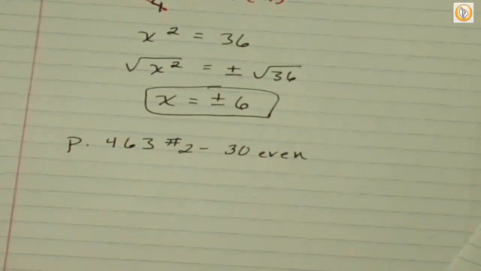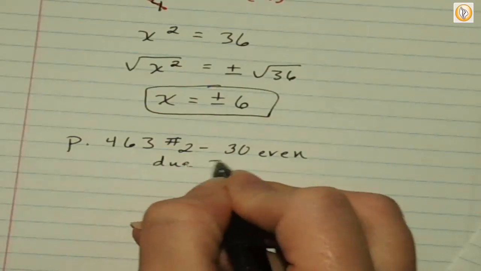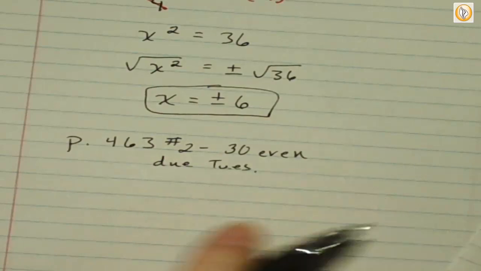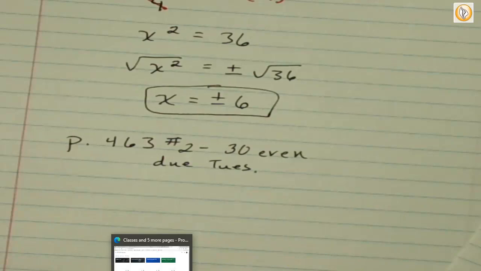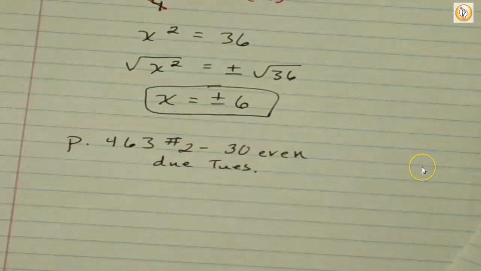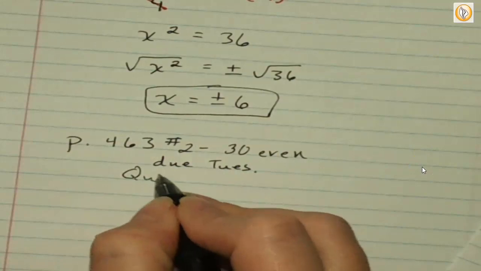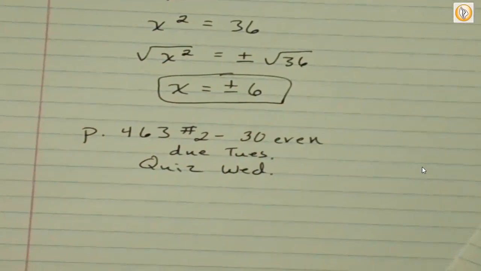There you go. All right, that is 15 problems. I think that's all I'm going to do. These are due Tuesday. You have a quiz. When did I say it was? Wednesday. I believe it's Wednesday. It is Wednesday. Okay.